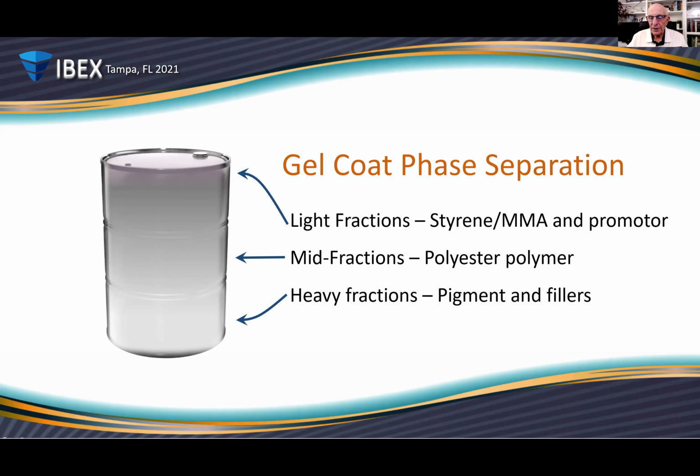Now, if you think about this, if all the light stuff is on top, where did all the heavier stuff go? Well, that's very obvious. The heavier stuff is at the bottom, and the more light stuff on top, the more heavier stuff on the bottom. So in this drum, in those mid fractions, you have the polyester polymer that the styrene, the monomer, has separated from. And down at the bottom, you're going to have a higher concentration of pigments and fillers.